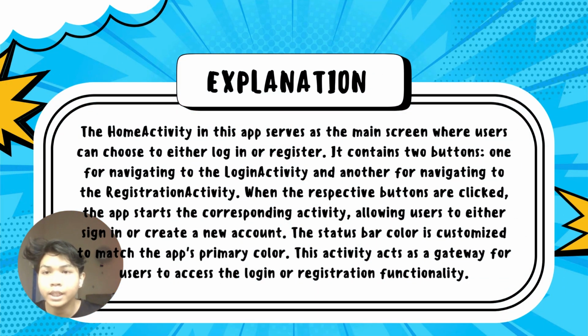The home activity in this app serves as the main screen where users can choose to either log in or register. It contains two buttons, one for navigating to the login activity and another for navigating to the registration activity. When the respective buttons are clicked, the app starts the corresponding activity, allowing users to either log in or create a new account. So this activity acts as a gateway for users to access the login or registration functionality.